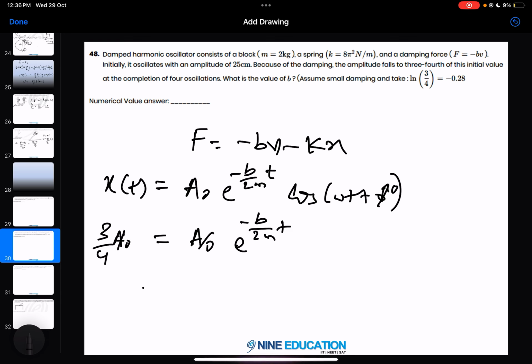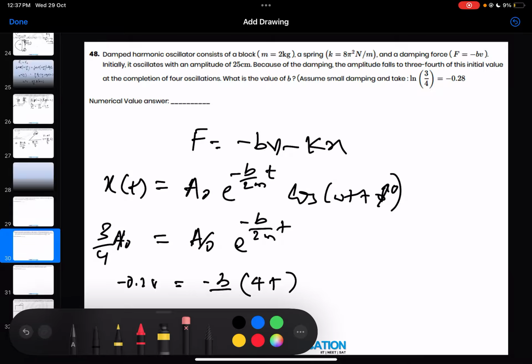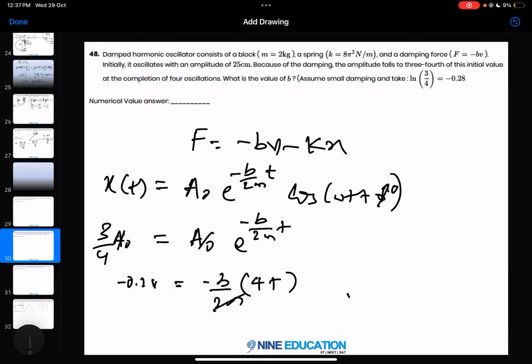Now when you take ln on both sides, ln 3 by 4 is given as minus 0.28, so minus 0.28 is minus b by 2m into t. Time is given as 4 times the time period. Now m is 2, so 2m and this both will get cancelled. Now we need the time period value.